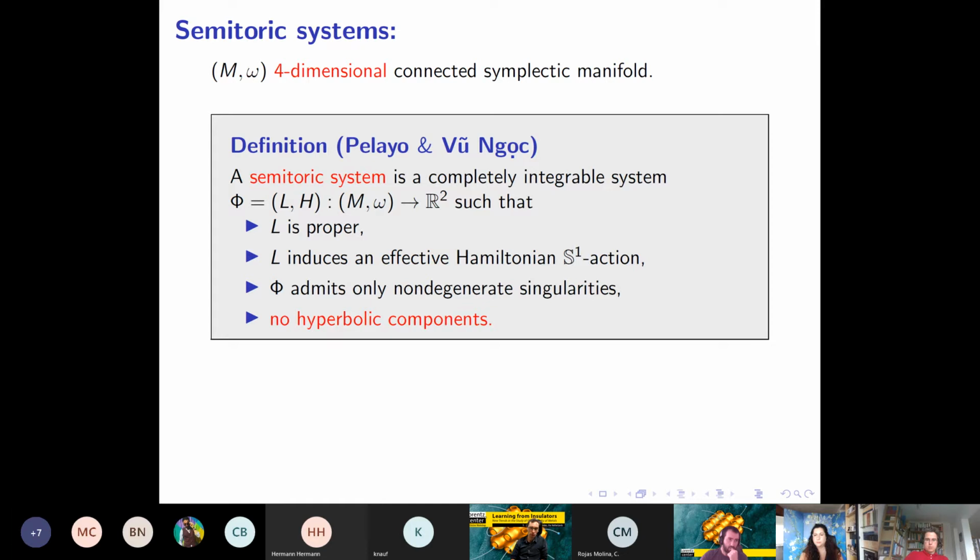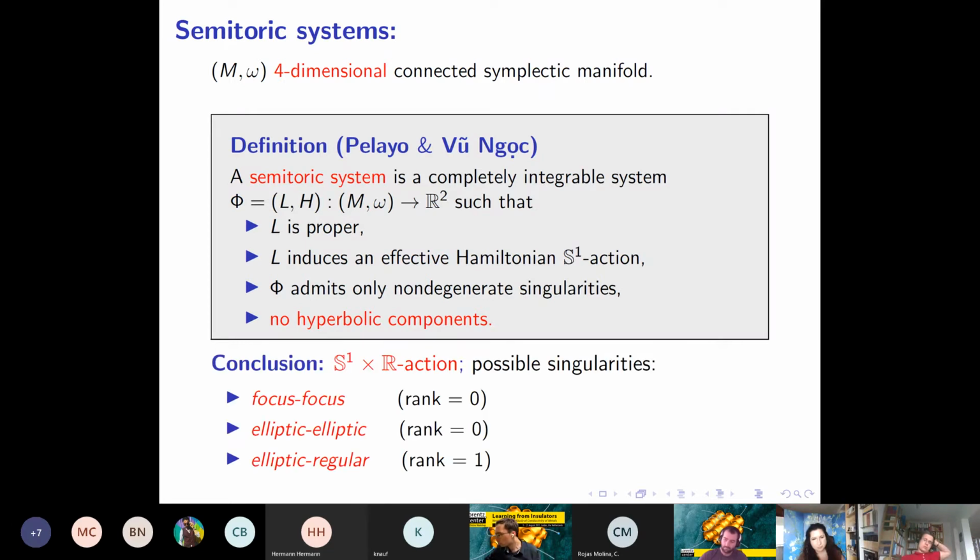And now comes quite some restriction. They do not want to have hyperbolic components in these non-degenerate singularities. The main reason was that they just didn't know what to do with them, in the sense that they couldn't classify. They wanted to have a classification. They had an idea what to do without this. So they said, well, okay, let's have a look at that and let's see how nice they are.